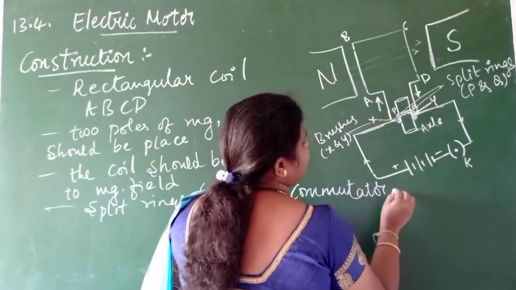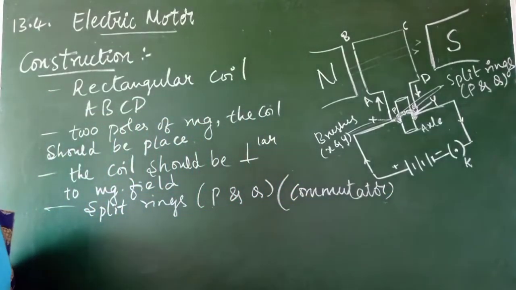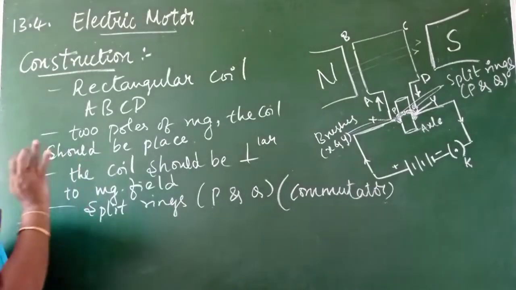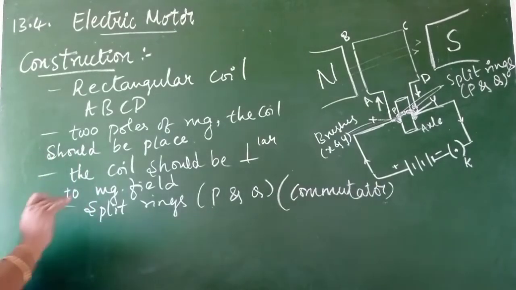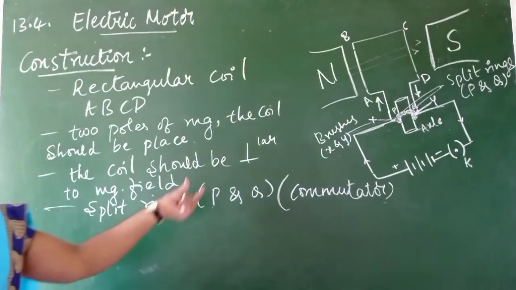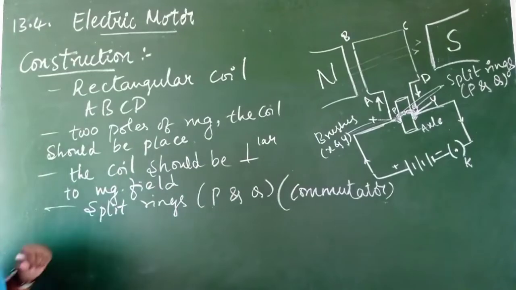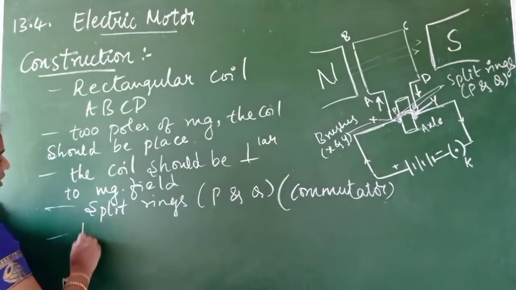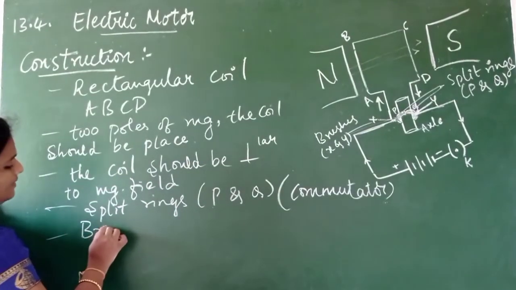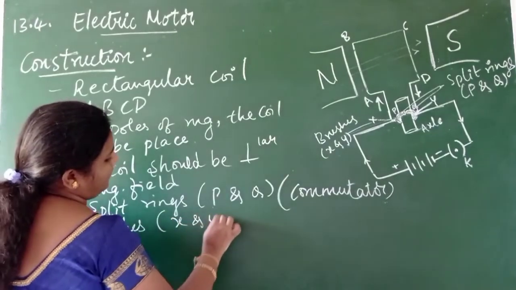You know what is meant by commutator? A commutator is a device which is helpful in reversal of the flow of a current. That we will study next, children. The split rings in case of an electric motor act like a commutator. And the brushes, children, which are made of carbon, that is carbon brushes, are X and Y.